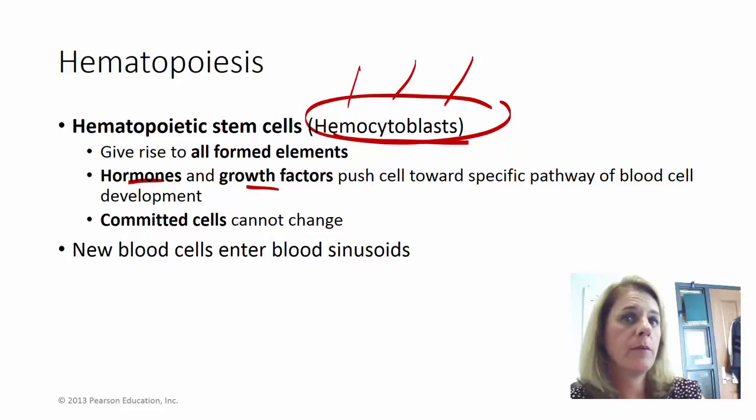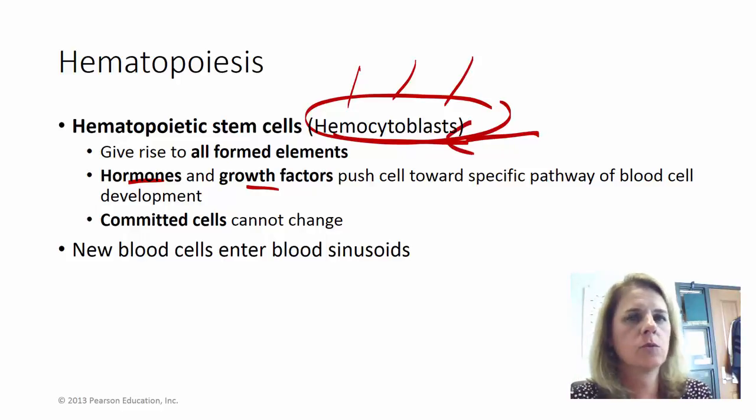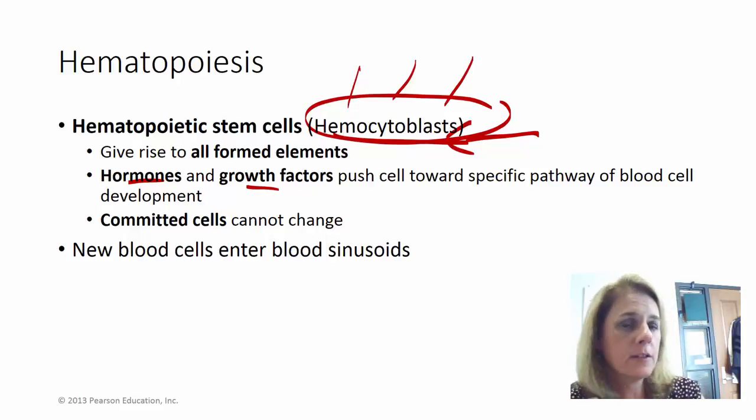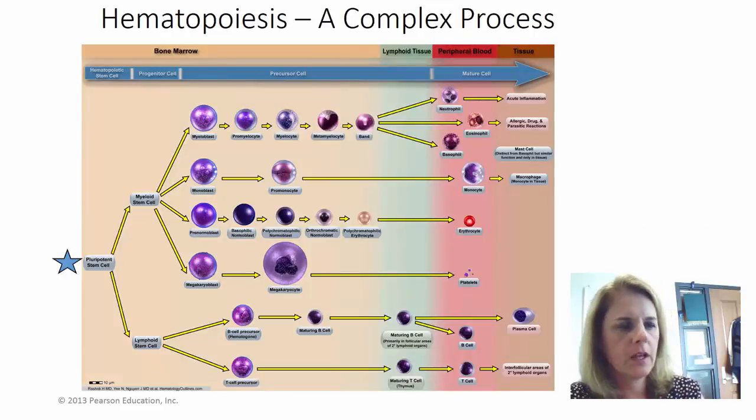Okay, so maybe you need more red blood cells, and we're going to talk about this later, but something called erythropoietin is now introduced into your system, and that causes you to make more red blood cells. Erythropoietin is a hormone that pushes these stem cells toward the red blood cell line. Once a cell has committed, once it's started down that path, it won't change. It will continue down that path. So your new blood cells are going to then enter those blood sinusoids and then out into the vessels and out into your actual blood circulation.